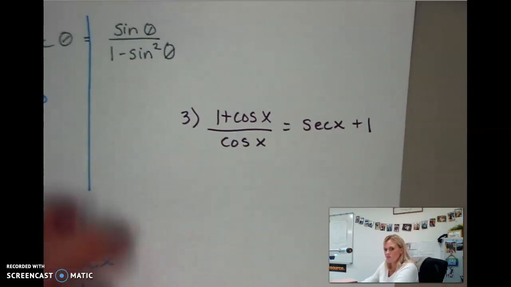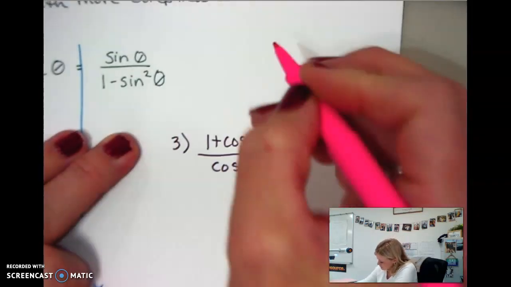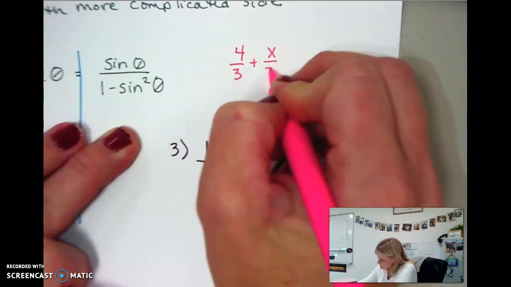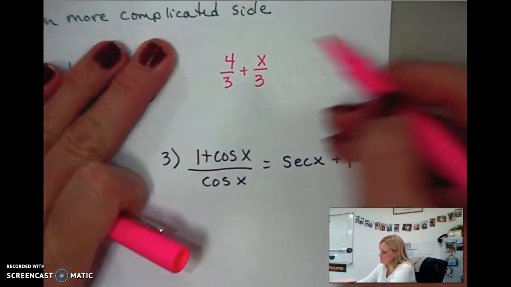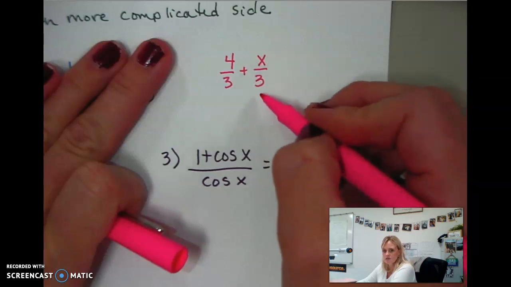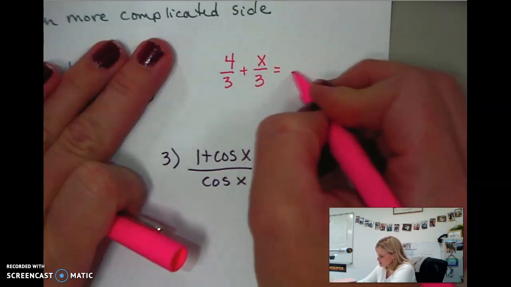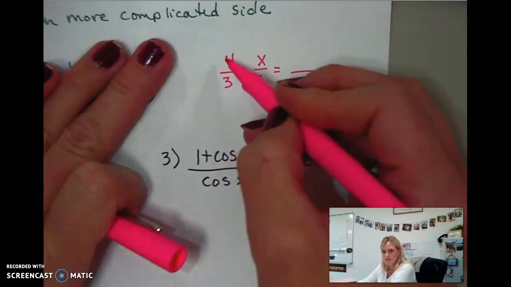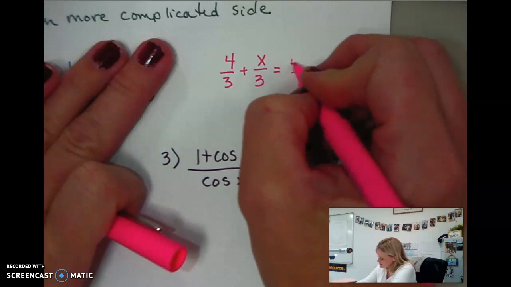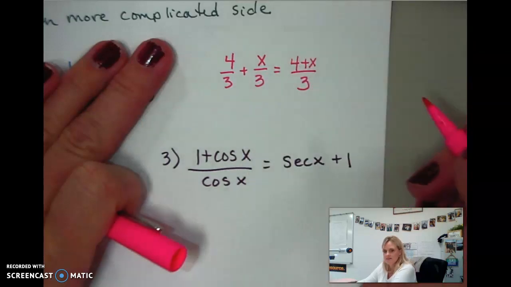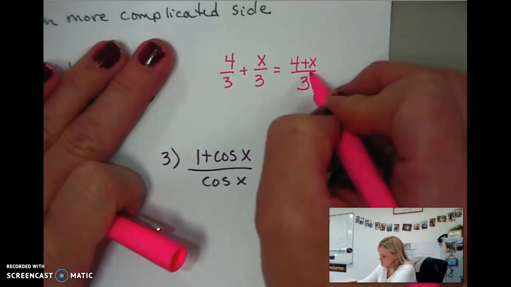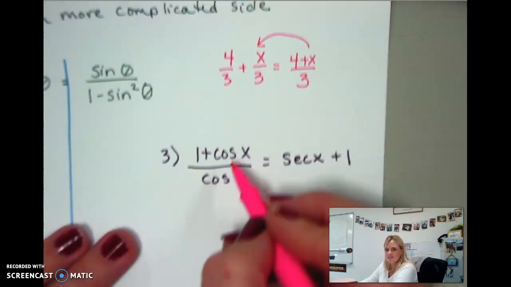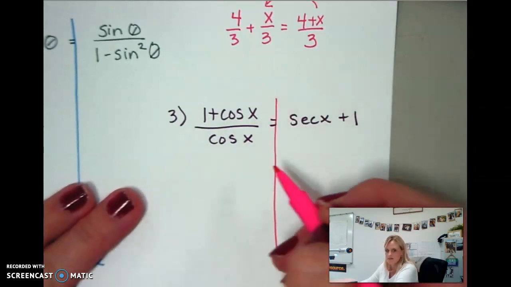So what I want to do is remind you of what it is like to add fractions. If I have 4/3 plus x over 3, my common denominator is 3. And what do I do with the top? I add them together. 4 plus x is 4 plus x, and that is done. Now, if I started this way, could I split them up and go backwards? Yes. That's the same situation right here.